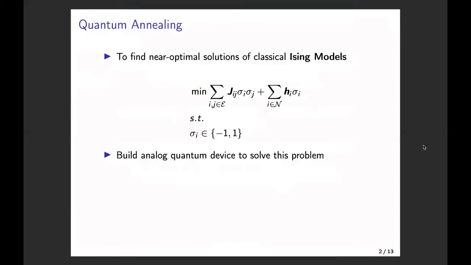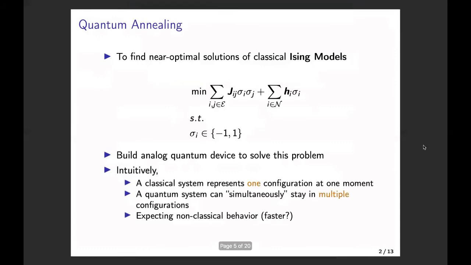And there are some reasons for doing so. Intuitively, a classical system can only represent one configuration at one time. However, a quantum system can simultaneously represent multiple configurations. This would lead to non-classical behavior and an interesting question: would quantum annealing be faster than classical solvers?